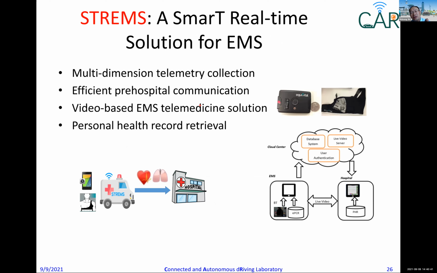So now you can easily think about it: if you simply bring a camera, for example, take a video of this patient and then send that video directly back to the hospital, doctors there can take a quick look and make a decision on whether or not you really need to come to the hospital, etc.